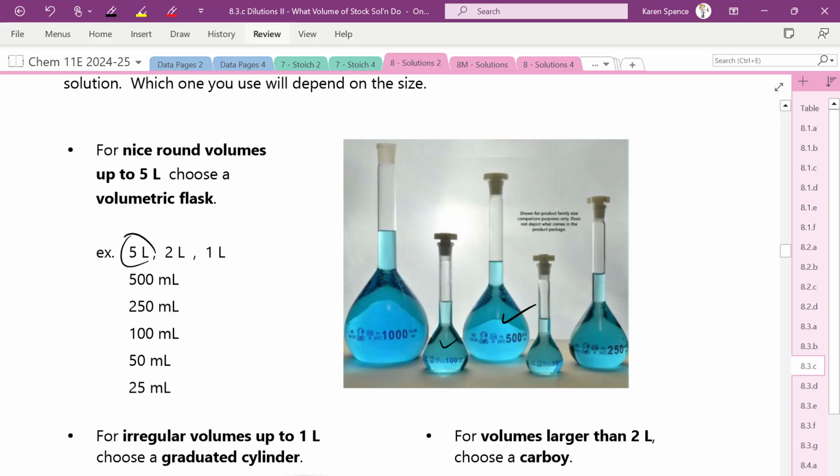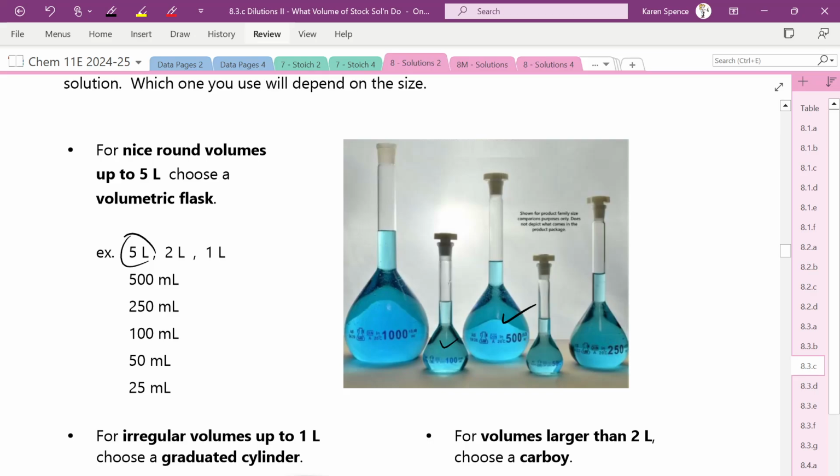How precise and accurate do you think this process is? Filling this huge thing with a big fat line. It's not very precise. So normally what we would do at that point is say, okay, I made an approximate solution. I would then probably titrate it with something where I made a solution very precisely so that I could figure out its precise concentration.